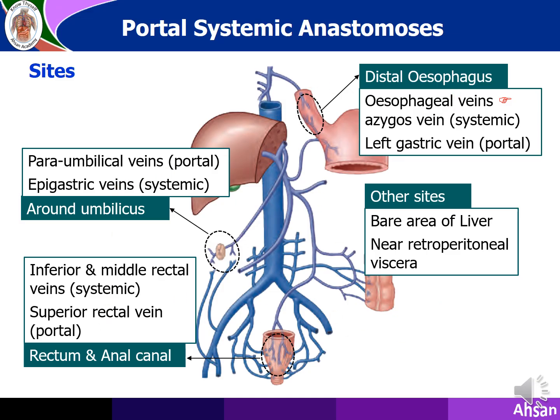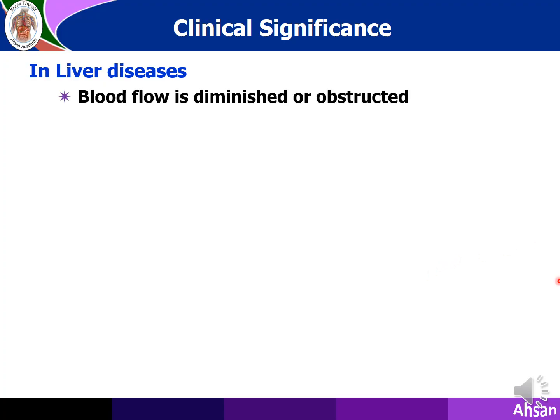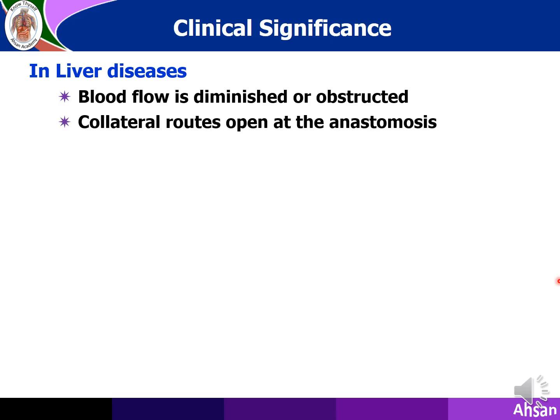Let us discuss the clinical significance. You see, liver disease or any other cause obstructs the flow of the blood, or the blood flow through the portal system is reduced. So liver disease causes narrowing of the veins, so there will be back pressure in the portal circulation. So the blood will try to go to the heart through these anastomotic sites, and collateral circulation will be established.